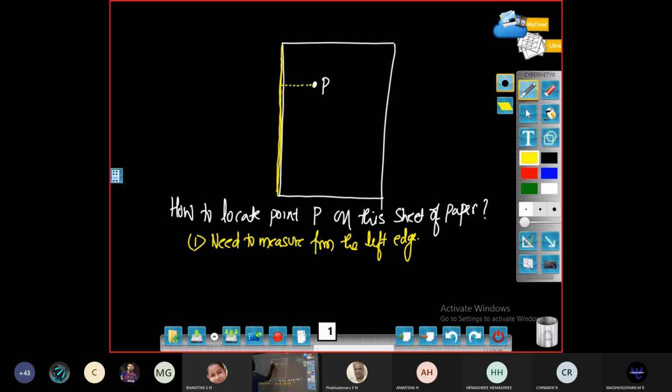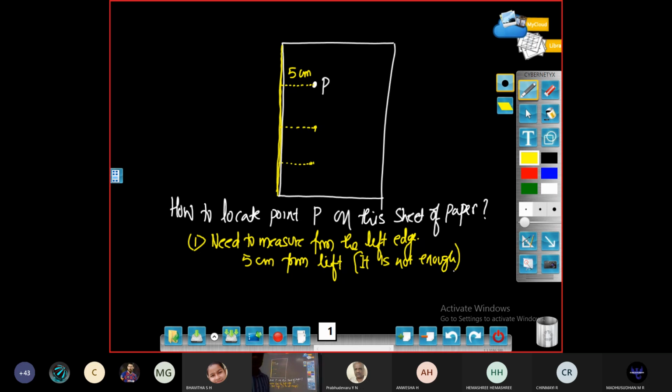Suppose I say it is at 5 centimeter, that means 5 centimeter from the left. Is it enough? No, sir. We have to measure from the bottom side as well. Here also you can take 5 centimeter, everywhere it is 5 centimeter only. So which point will be at the 5 centimeter? You cannot tell exactly the position of P. So this is not enough. One reference point is not enough to locate it.